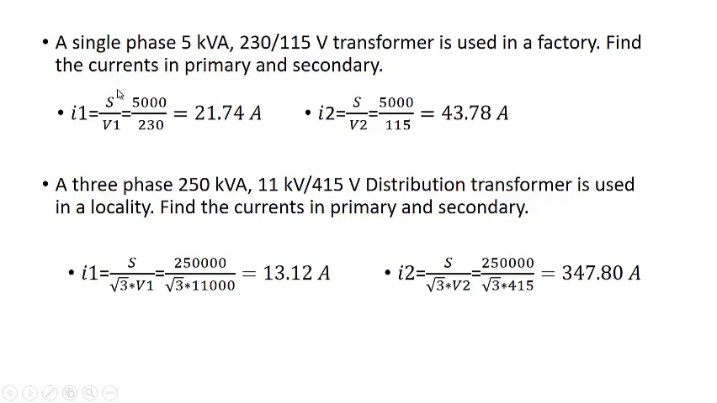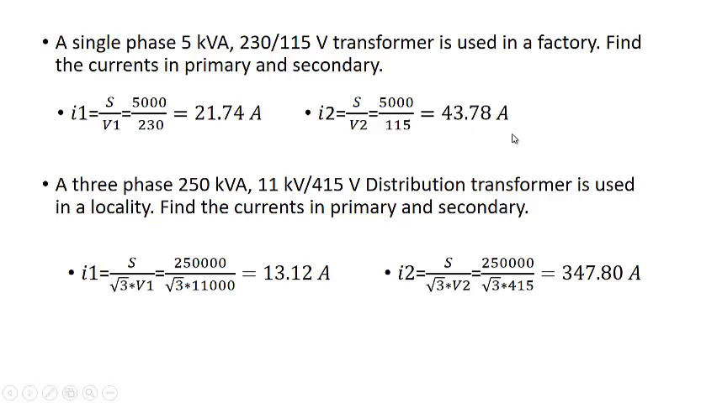So I1 will be equal to S divided by V1. That is, S is 5 kVA, that's 5000 VA, divided by 230. 230 is the primary voltage. This is 21.74 amperes. Similarly, we can calculate I2. I2 will be equal to S divided by V2. S is 5000, V2 is 115, and it will be 43.78 amperes.